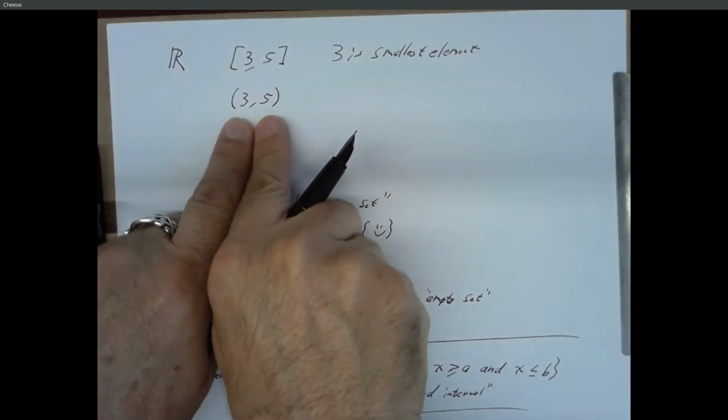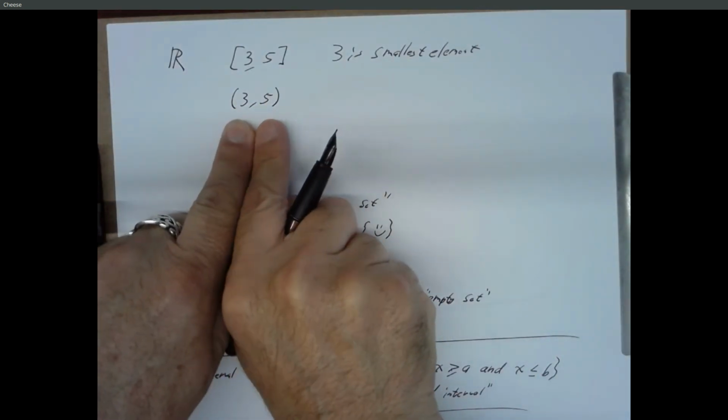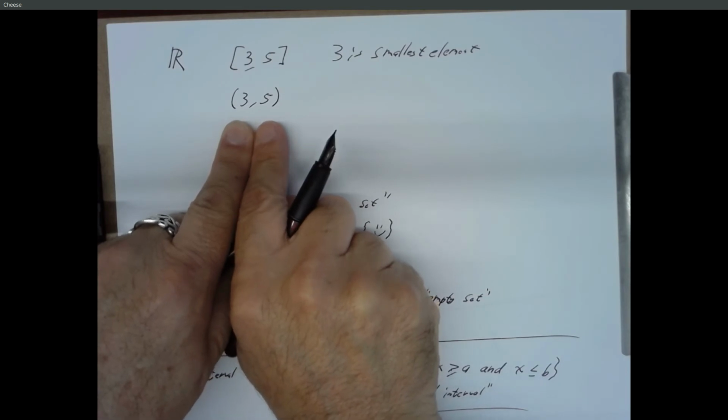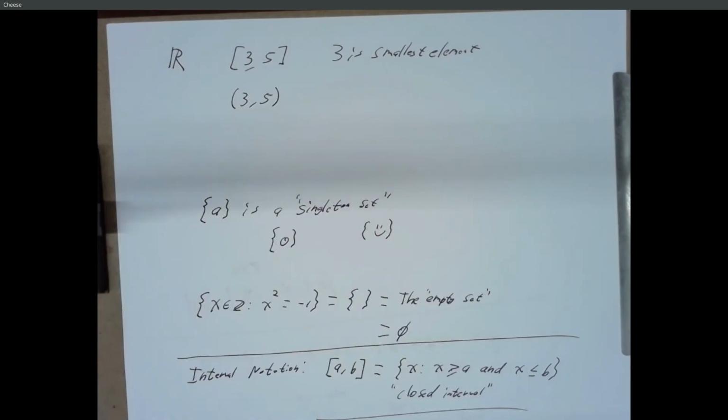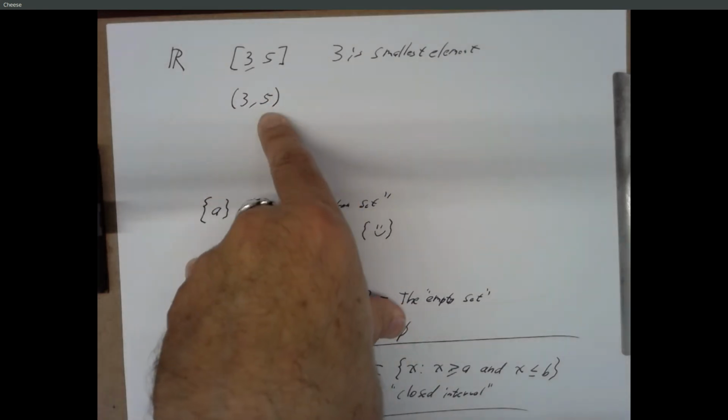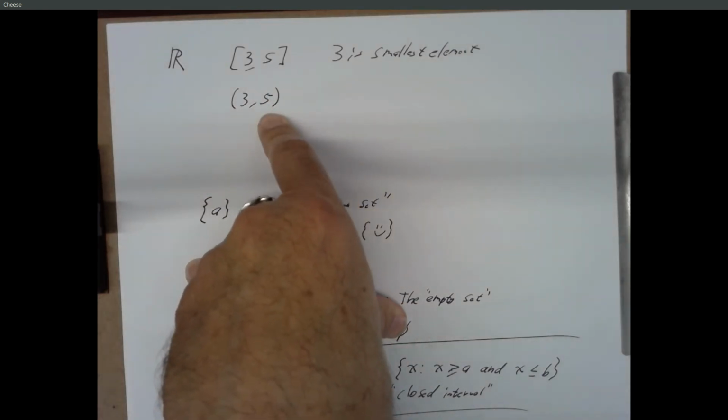What's the smallest element in this set? Infinitely close to 3. Infinitely close to 3, not a number, but right concept. There is no smallest element in this set. That's pretty heavy. This set has a smallest element, this does not. That's where calculus comes from in some sense.